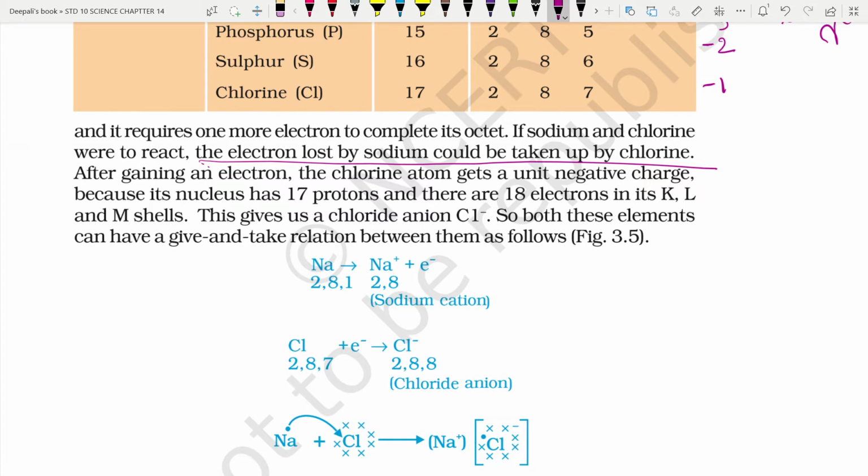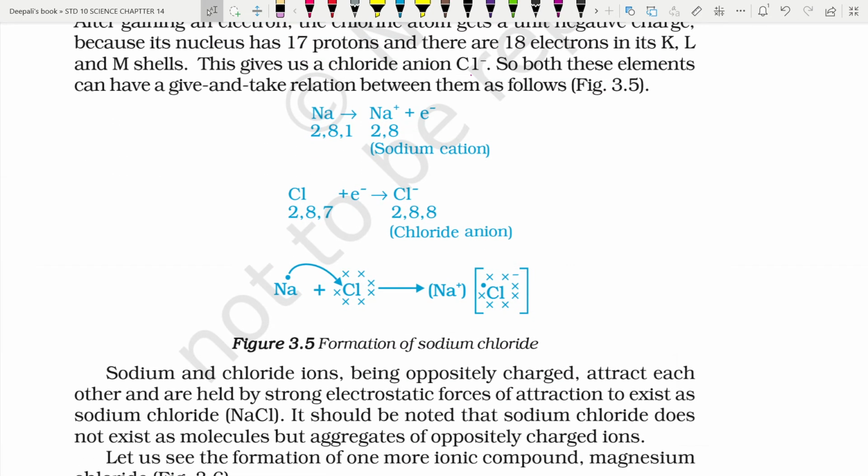So both these elements can have a give and take relation between them. So Na gives an electron to form sodium cation. In the same way, chlorine plus electron gives Cl minus, that is chlorine anion. If you see the Lewis dot structure of this substance, you get Na plus 1 and Cl minus 1.